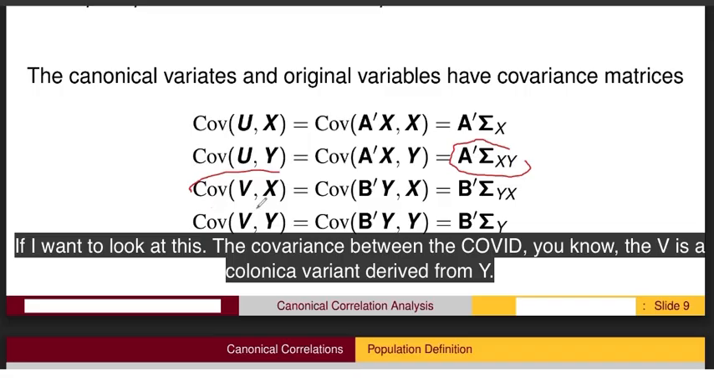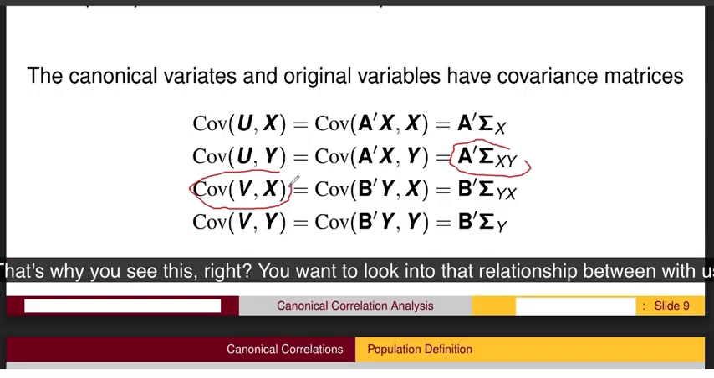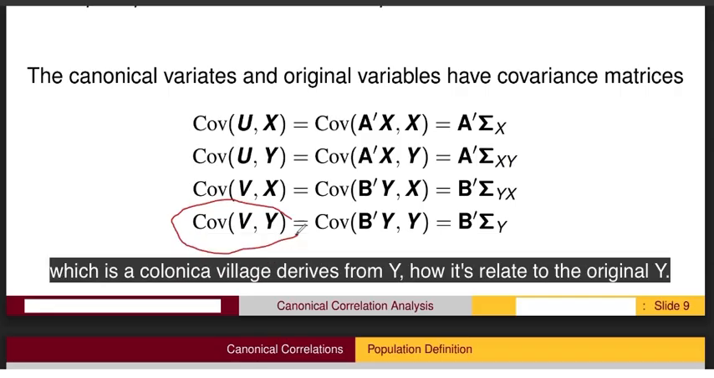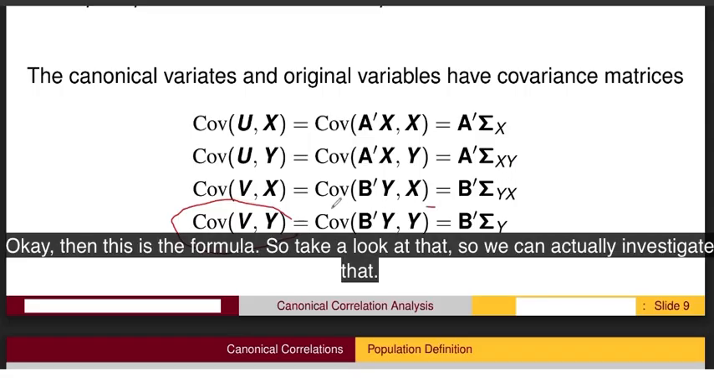If I want to look at the covariance between V, which is a canonical variate derived from Y, and X, that's why you see this, right? You want to look into that relationship, then there's going to be this. If you are only looking into how V, a canonical variate derived from Y, relates to the original Y, then this is the formula. So take a look at that. We can actually investigate that.